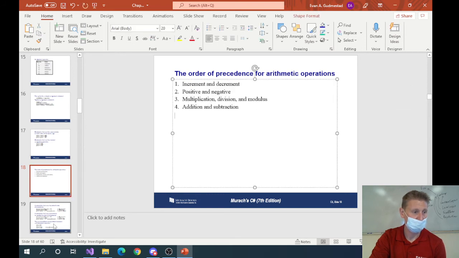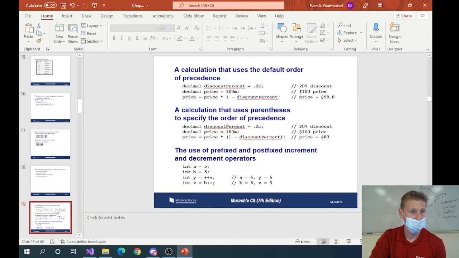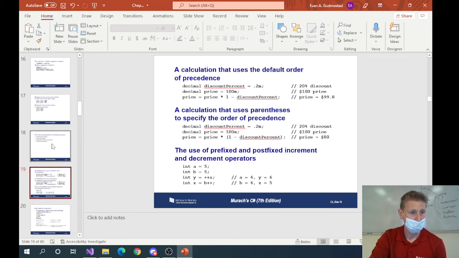Basically, same order of operations that you're used to. If you need to make sure something happens outside of a normal order of operations, you put parentheses around it.